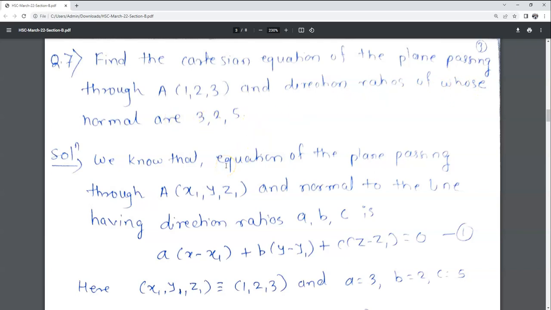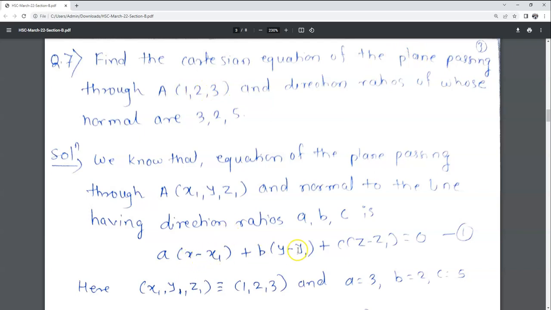Now, what exactly do we know? We know that the equation of the plane passing through the point A (x1, y1, z1) and normal to the line having direction ratios A, B, C is simply A(x minus x1) plus B(y minus y1) plus C(z minus z1) is equal to 0. See, this is the Cartesian form. Vector form is altogether different. Remember. Now here it is given (1, 2, 3) is the point through which the plane passes.